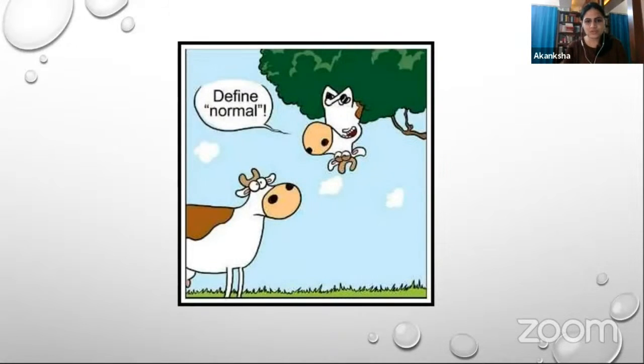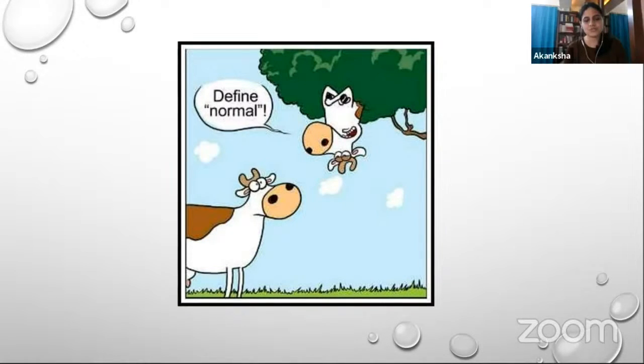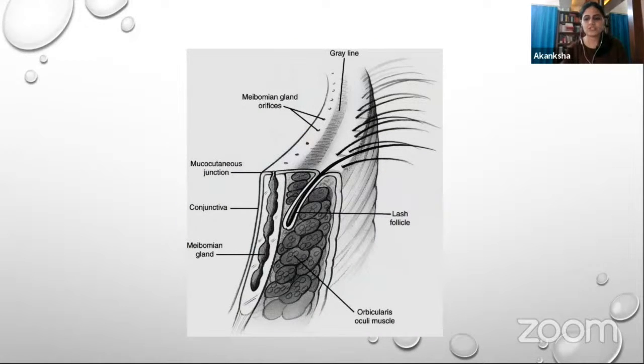So we've always been taught this, that you should know what is the normal to be able to identify the abnormal. So beginning with that, this is the normal structure of our eyelid, which we have come across many times. So anybody from the hot seat, though it's all labeled, do you want to explain or read out the picture shown?